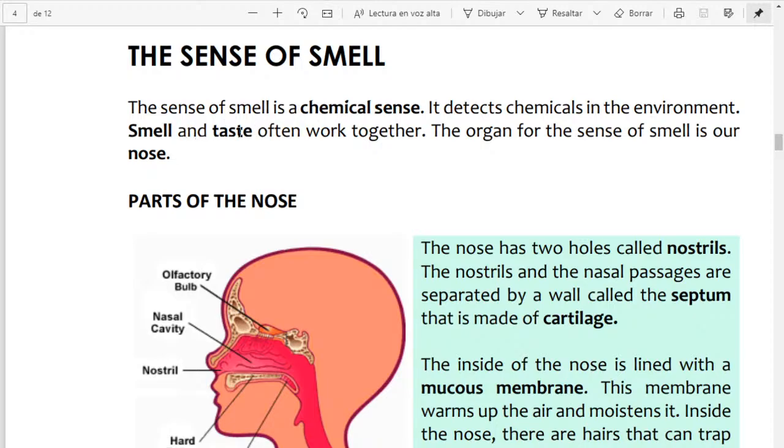Smell and taste often work together. When you are tasting something, we're going to see that another day, when we say, okay, this tastes good, we are mixing smell and taste. So the organ for the sense of smell is our nose. Remember, our eye for the sense of sight, our nose for the sense of smell.